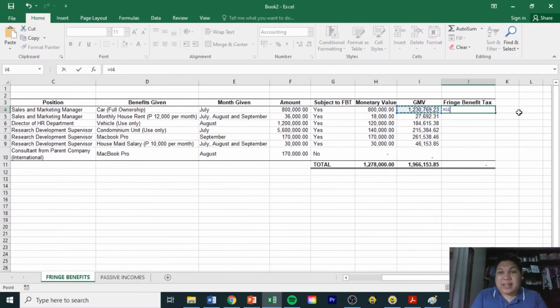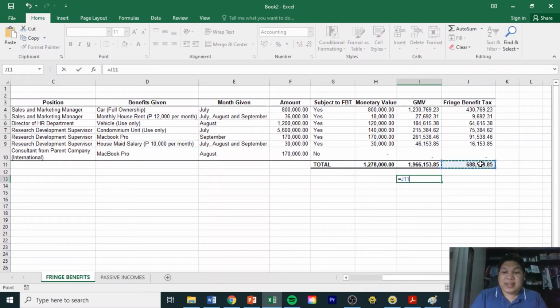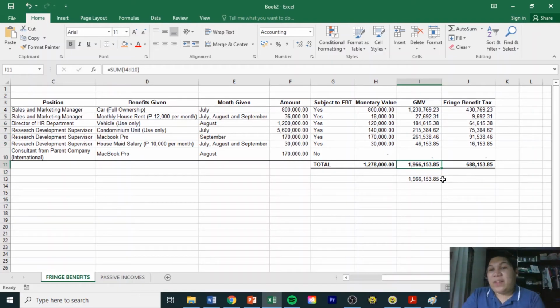So next is to multiply the GMV by 35%, and we will bring this down. So the total Fringe Benefit Tax here is 688,153.85. Actually, if you add this 688, and this monetary value, you would get the GMV. So monetary value plus the fringe benefit tax gives you the grossed up monetary value. So now that we have computed a complete working paper on the fringe benefit tax withheld, let's go to the filing of BIR Form 1603.